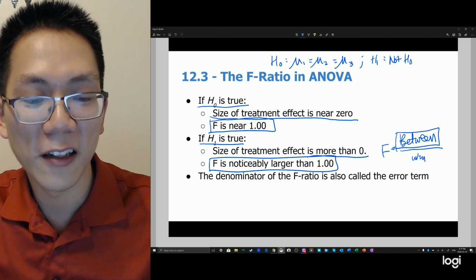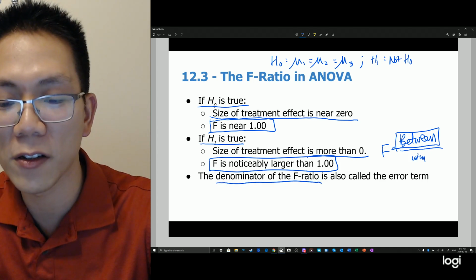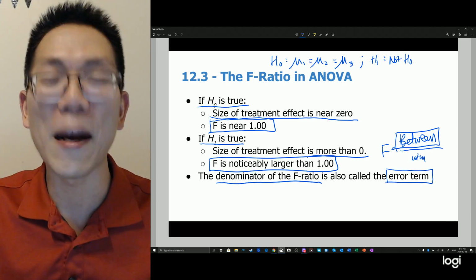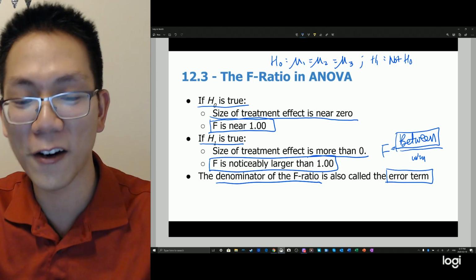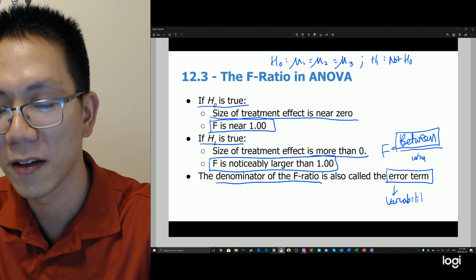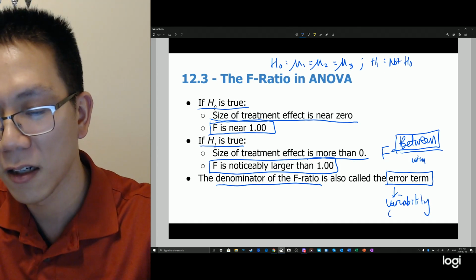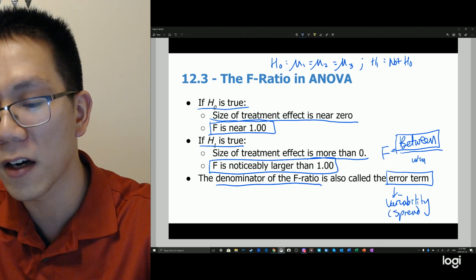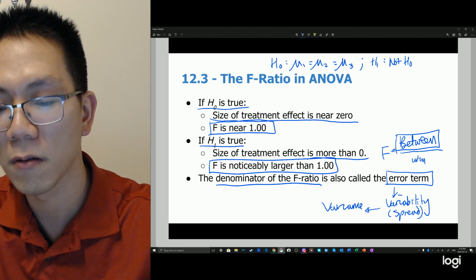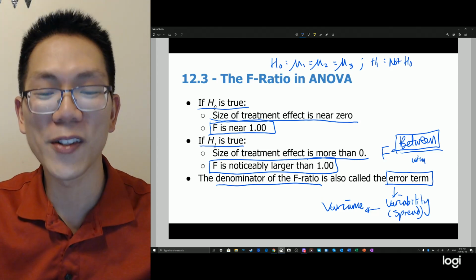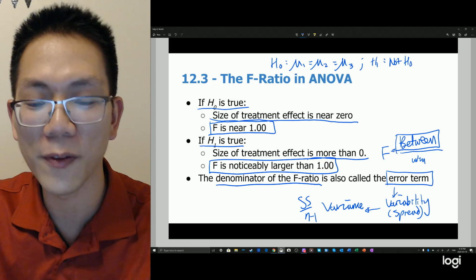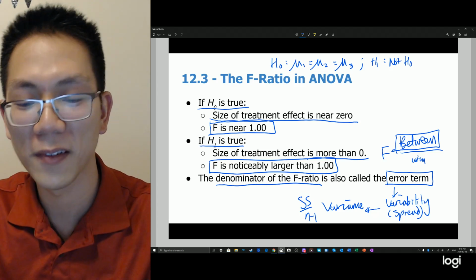Okay. The denominator of the F ratio is called the error term. Again, think sampling error or sample error. Again, error here, think of it as variability or spread. And the measure of variability we're using here is variance. Remember that sum of squares value over n or n minus 1? Yeah, that's the one. Okay.